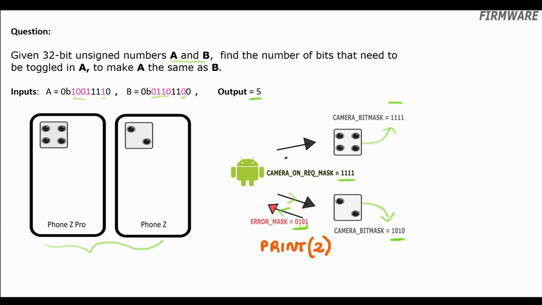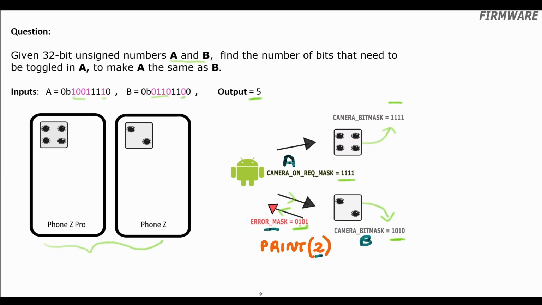Here the camera on request mask is equivalent to our input A and camera bit mask is input B. We want to find the bits which are different between A and B, which would be the error mask, and we want to find the binary distance between A and B, which would be the number of set bits in the error mask. This binary distance is also known as Hamming distance. Okay, if you want to try this question yourself, please pause this video now and start coding.